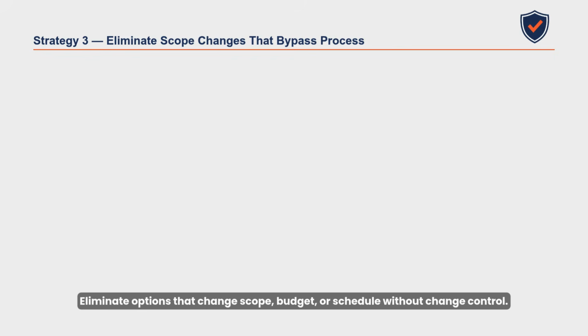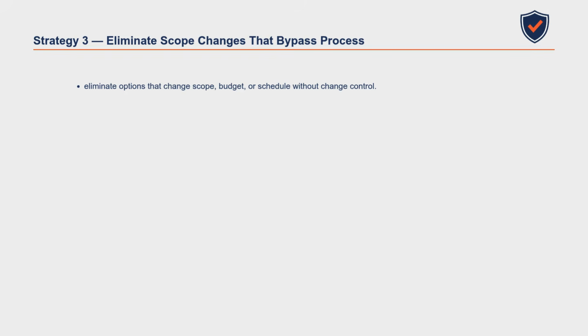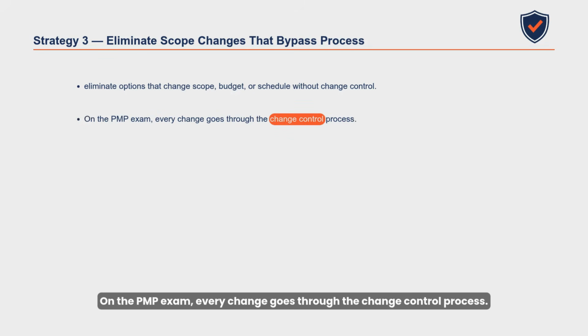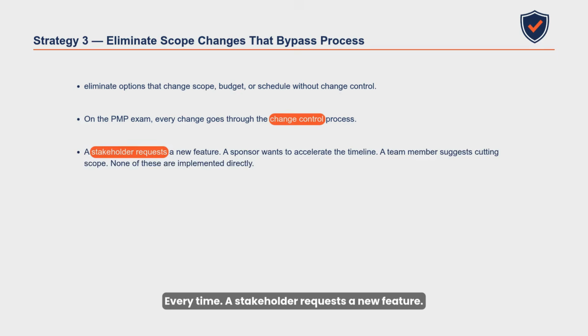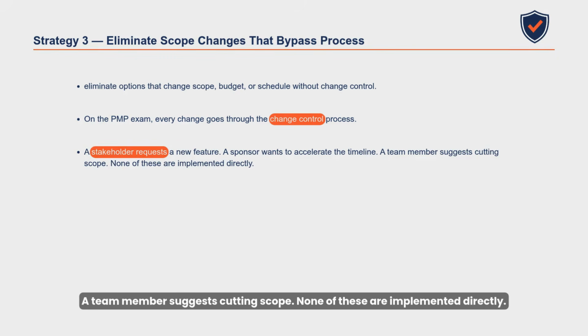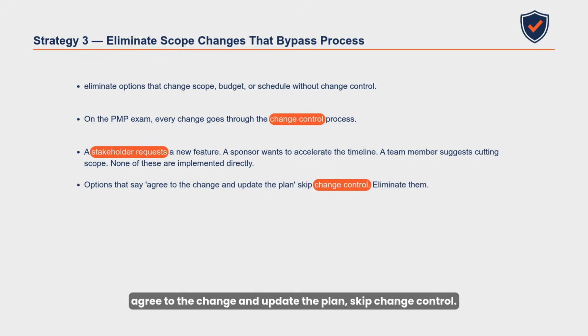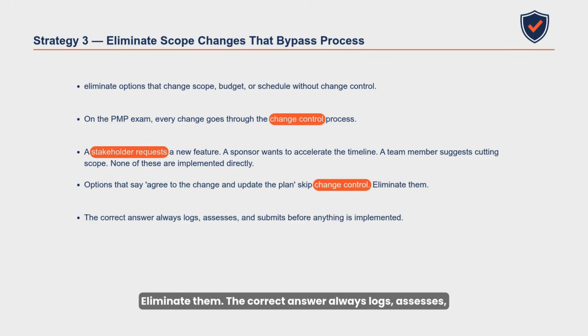Third strategy: eliminate options that change scope, budget, or schedule without change control. On the PMP exam, every change goes through the change control process, every time. A stakeholder requests a new feature. A sponsor wants to accelerate the timeline. A team member suggests cutting scope. None of these are implemented directly. Options that say, agree to the change and update the plan, skip change control. Eliminate them. The correct answer always logs, assesses, and submits before anything is implemented.